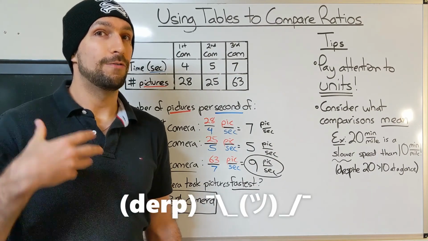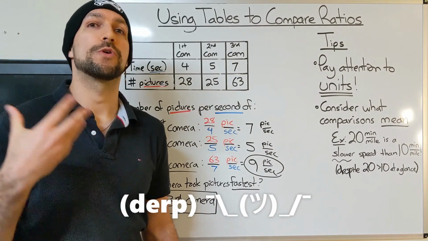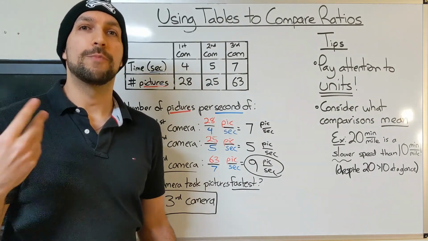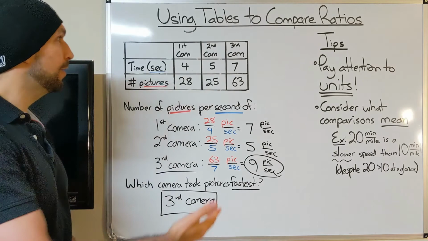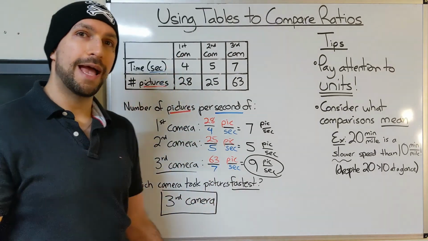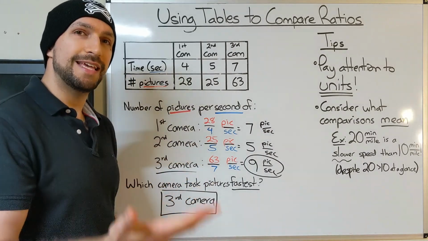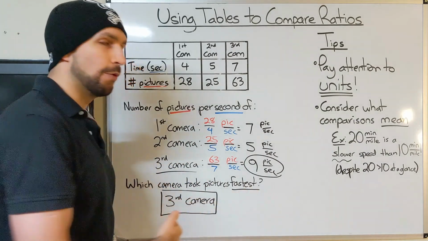Be wary of your time and your distance or your number of objects in that time and which order they're in. If you pay attention to your units and make sure you divide properly as well as represent your answers in terms of those units, you should have an easier time answering the comparison question.